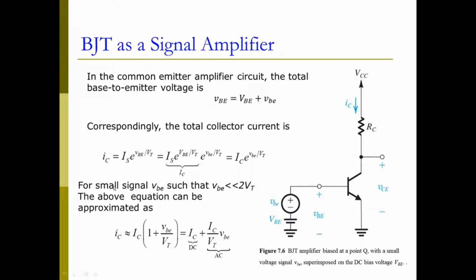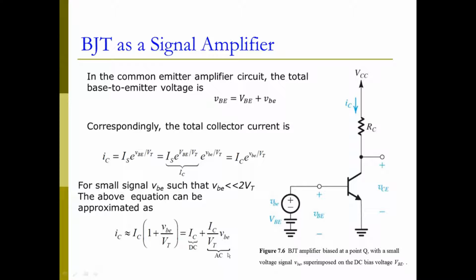For a small varying signal vbe, if this signal is small enough, for example, much less than 2 VT, where VT is the thermal voltage, which is 25.4 millivolts, so the total will be close to 50 millivolts. If this vbe is less than 50 millivolts, the above equation can be further simplified, or approximated by this formula here.